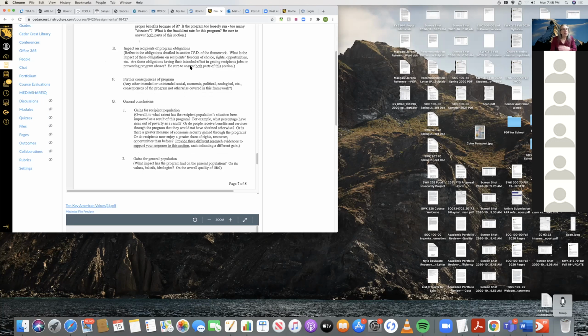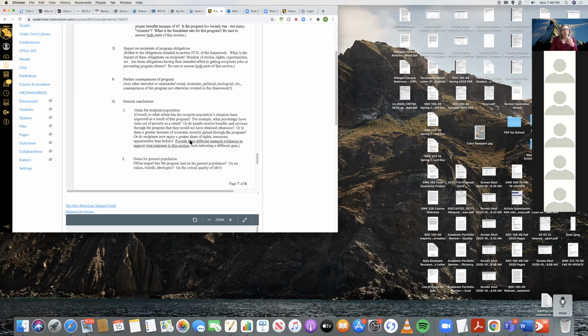Okay, so now you did your entire analysis, you're ready to make some conclusions. So first, what are the overall gains for the recipient population? To what extent has the recipient population situation been improved as a result of this program? For example, what percentage have risen out of poverty as a result? Or do people receive benefits and services through the program they would not have obtained otherwise? Clearly, that's true of all your programs. Or is there a greater measure of economic security gained through the program?